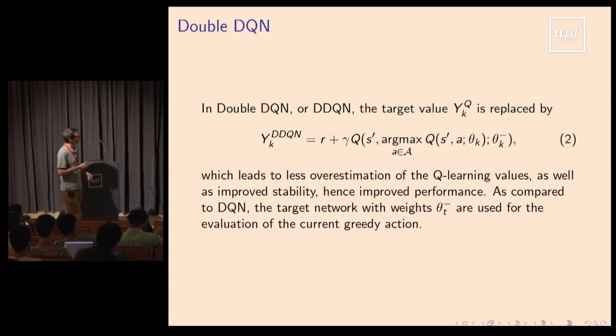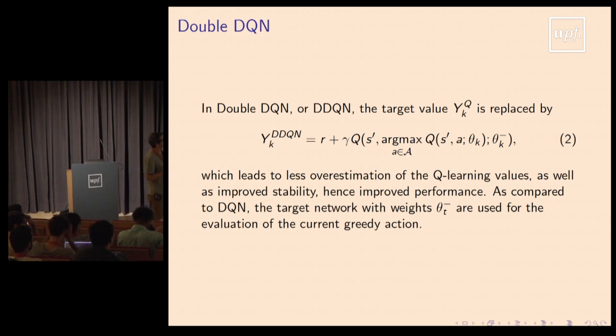So double DQN. The goal of double DQN is to decouple two different things. When we look at the usual DQN update, we calculate the maximum, the best action, and we take the estimate of the best action from the same target network, right? But what double DQN does is take the best action based on the target network that you have frozen, but then use the value given by your current Q network. So you decouple the selection of the best action and the estimation of the Q values at that best action.